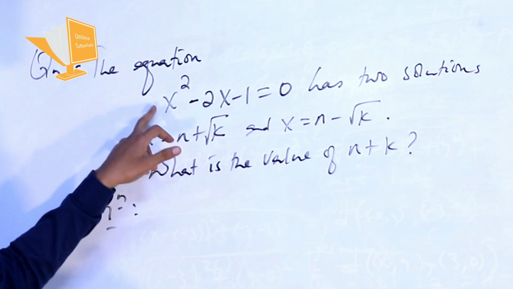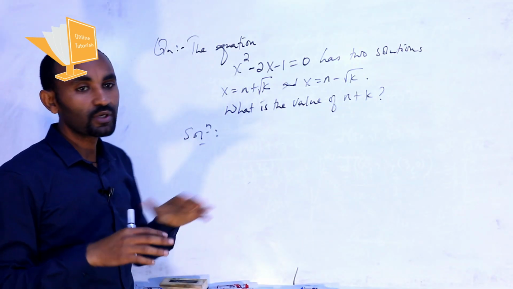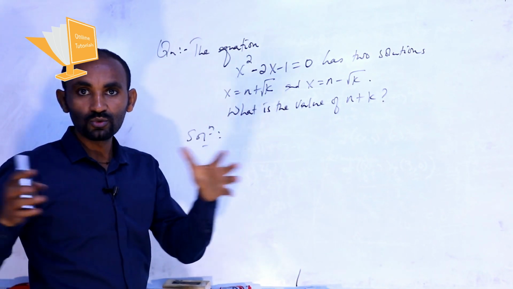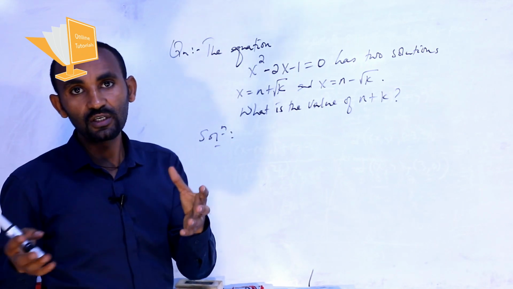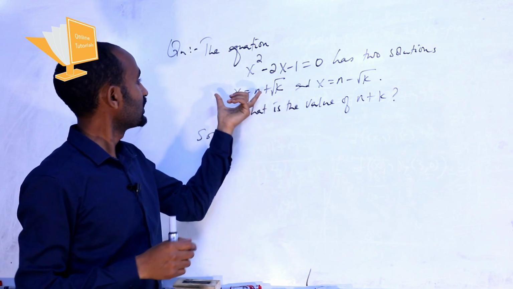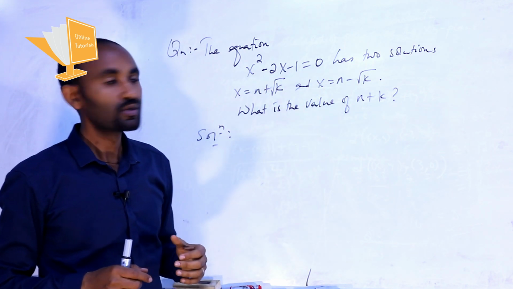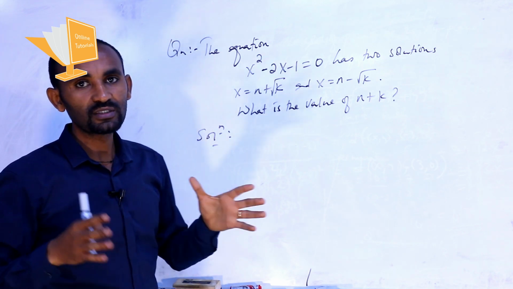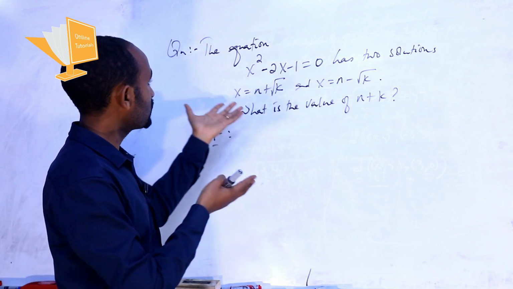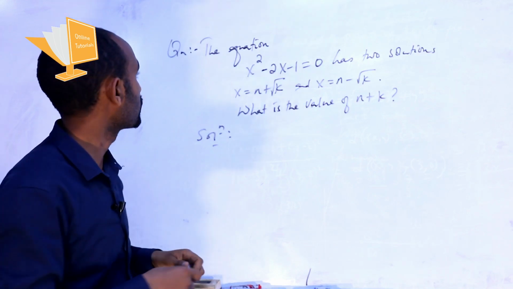Okay, let's have a look at this equation. Question: the equation x squared minus 2x minus 1 equal to 0 has two solutions. As you know, any quadratic problem may have no solution at all, or two distinct solutions, or sometimes a single solution. In any case, this equation has two solutions: x equal to this and x equal to this. What is the value of n plus k? Without even determining what exactly n and k are, we may be able to find n plus k. You can approach this problem from different perspectives. Let me show you how I'm going to handle this problem.